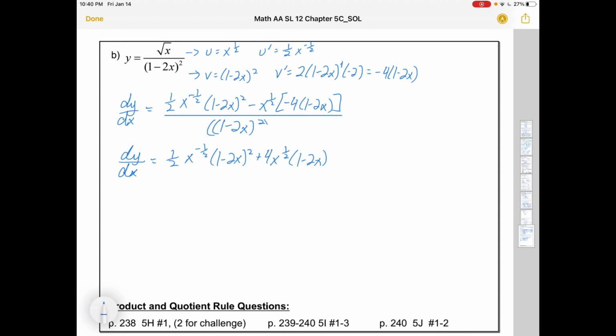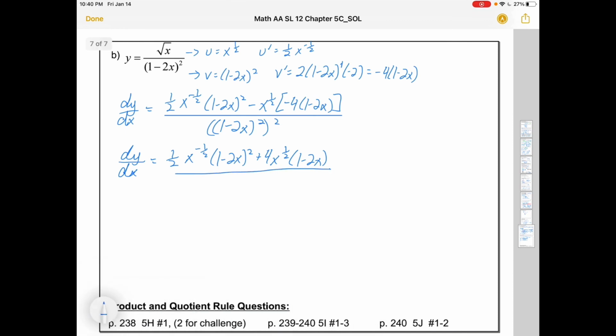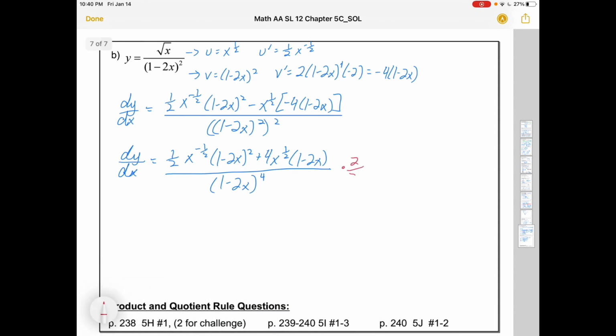And sorry, on the bottom that should have been squared squared, and not squared here. Yeesh. A lot of little spots for mistakes. And so on the bottom we have (1 - 2x) all to the 4. The only thing you would get in trouble with here from the IB is the fact that you have a nested fraction. So the easiest way to deal with that is just to times the top and bottom here by 2. That's one way around nested fractions.